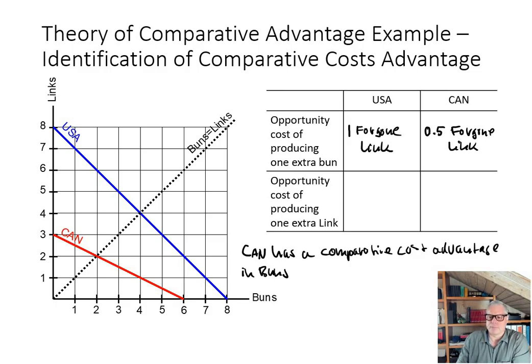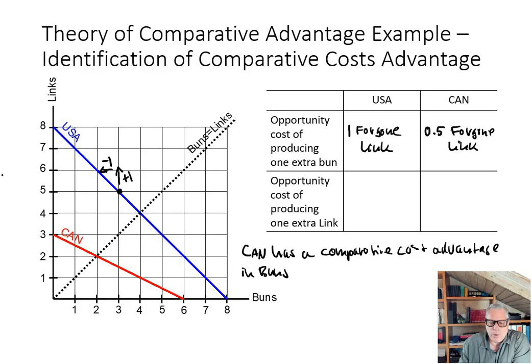Okay, so now what about the opportunity cost of producing an extra link? Let's start again with the United States. So let's say the United States currently produces here. So it uses up all its workers and it produces 5 links and 3 buns. But now the United States want to produce an extra link, so +1, then it needs to give up a bun.